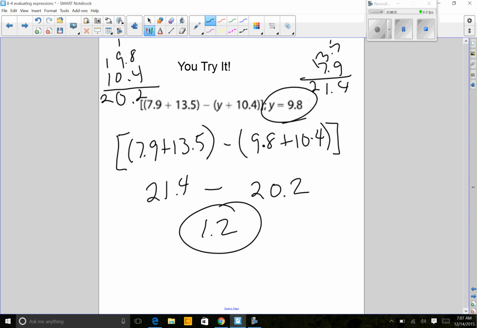Okay, and that's how you do this. This chapter is really the same basic concept all the way through. It's just that they're going to make them a little harder by adding brackets, by adding decimals. So it's basically the same idea each time.